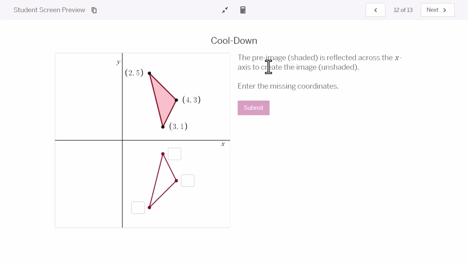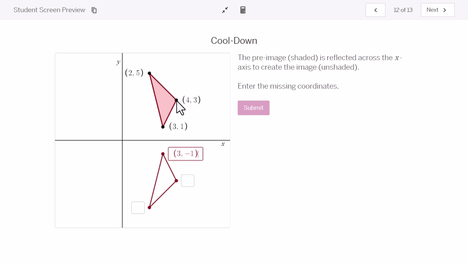So to cool down, the pre-image, the shaded one, is reflected across the x-axis to create the image, the unshaded one. So if I want to enter the missing coordinates, well, I don't quite remember what they were, but I can probably piece it together. If this is the coordinate 3, 1, then these coordinates, I'm still moving to the right 3, and I bet this is down 1. So 3, -1. So I can apply that same pattern to all the other coordinates here. The x values are going to stay the same. The y values are going to change to their opposites.